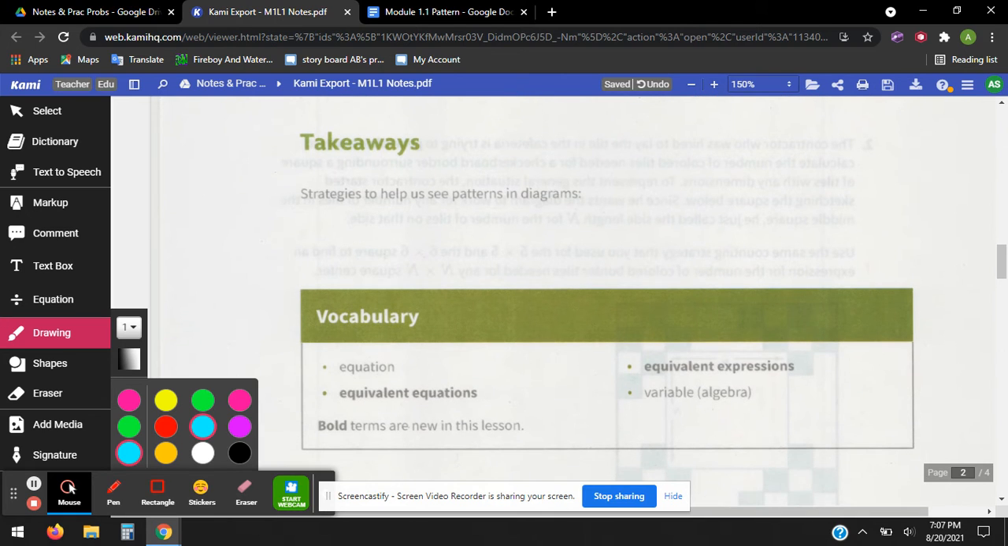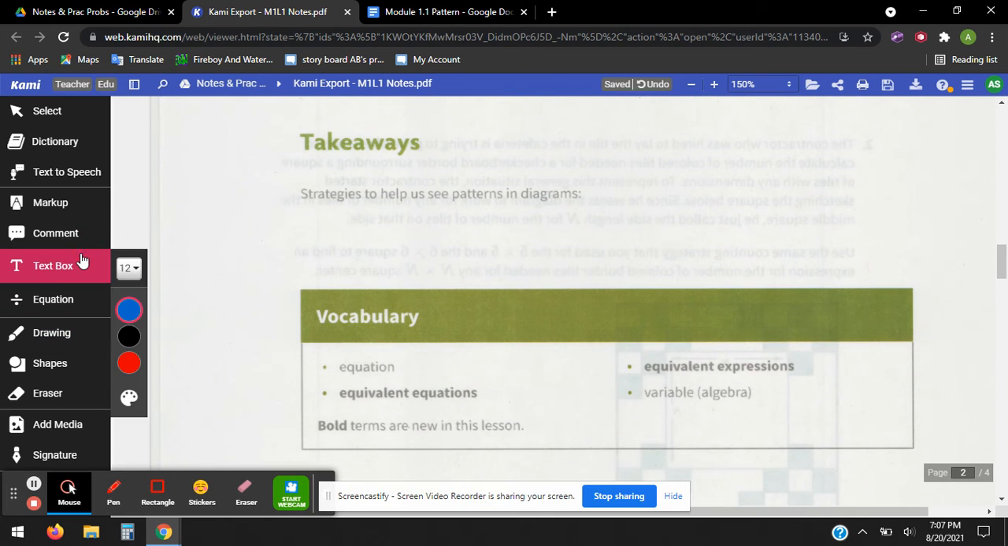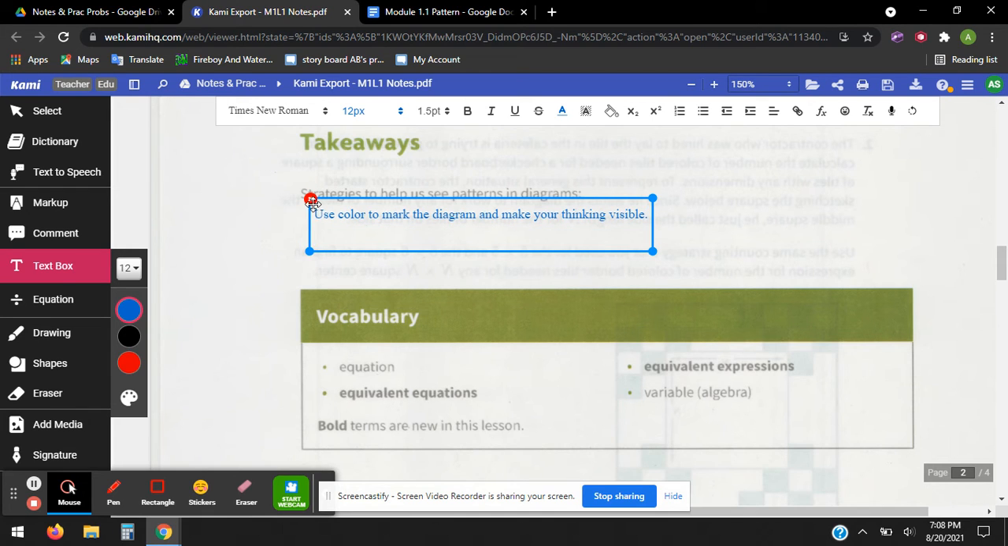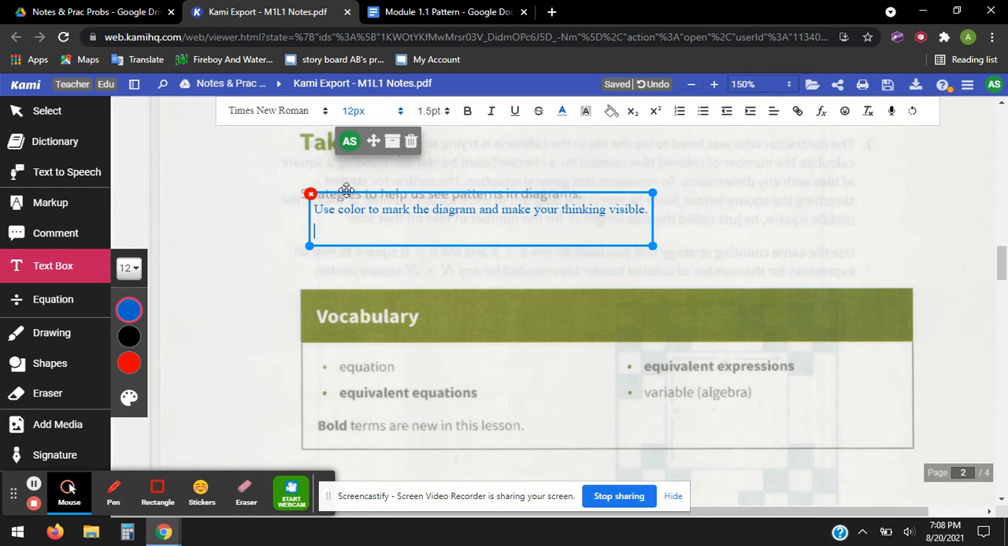All right, so our takeaways. So what is good about all this? What did we end up learning? Well, first off, what did we do with some strategies? Well, I used color. Use color to mark the diagram and make your thinking visible. That was one thing I did to make sure that we could see what we were doing, because I had the different colors, and then I used those with my equations.